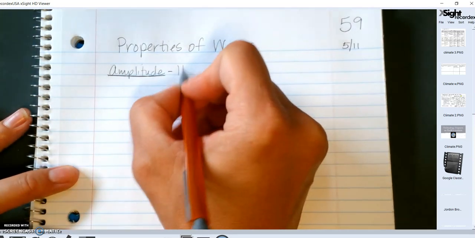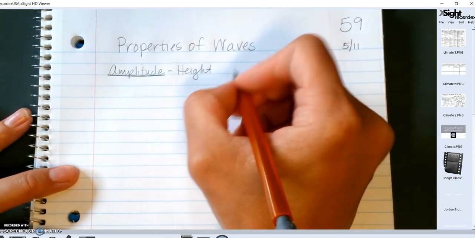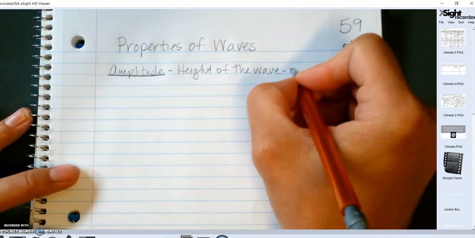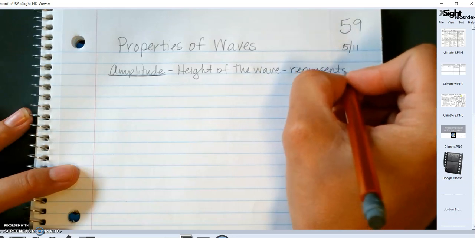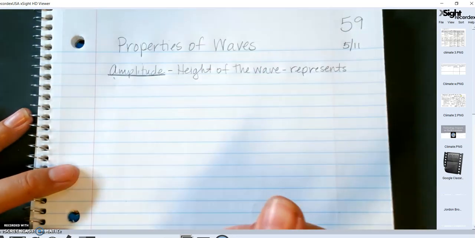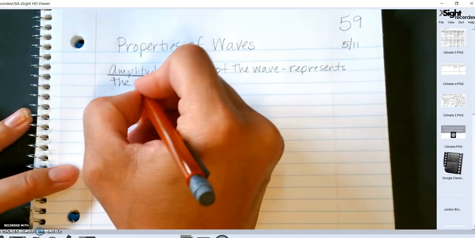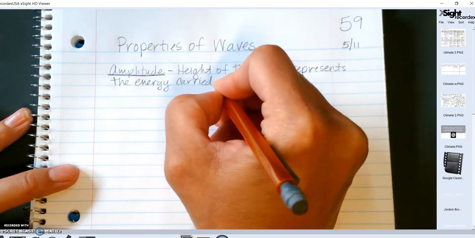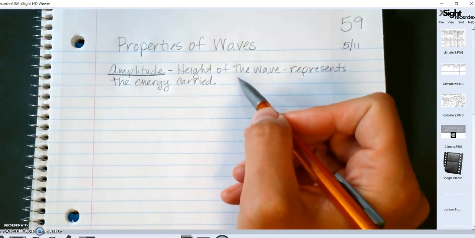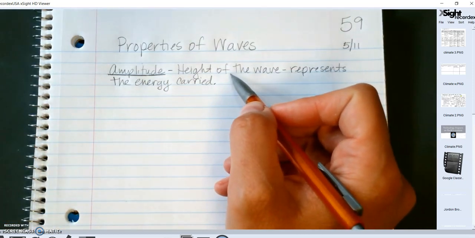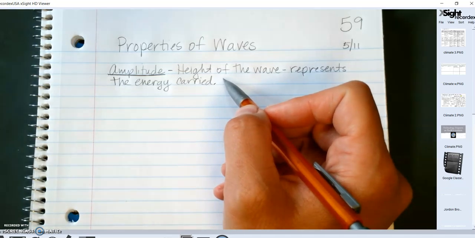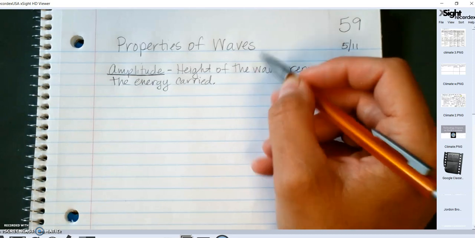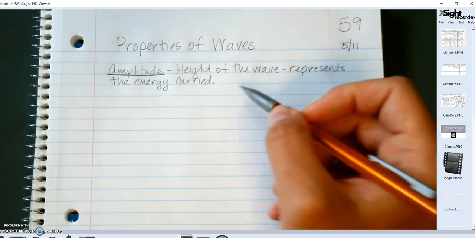So amplitude is the height of the wave, and it represents the energy carried. So the height of the wave, the higher it is, the more energy it has. You've probably seen seismograph readings, and the higher it goes, the more energy, or the stronger that earthquake would have been.